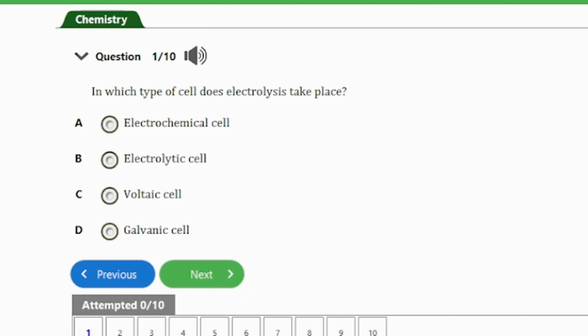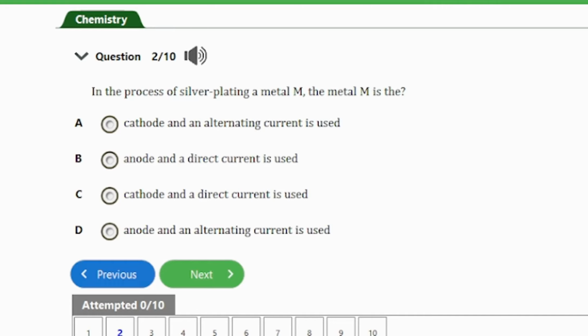It says, in which type of cell does electrolysis take place? Options: A, electrochemical cell; B, electrolytic cell; C, voltaic cell; D, galvanic cell. So guys, the answer to this question is option B here, and that's the electrolytic cell. Electrolysis actually occurs in an electrolytic cell. So that's the answer to this question. So let's consider the next question.